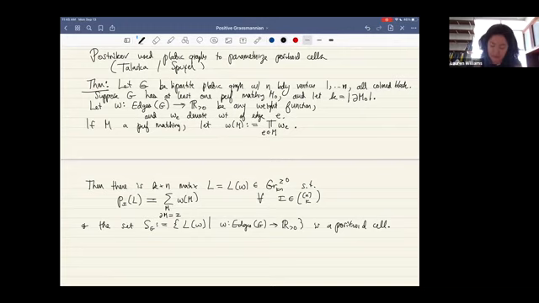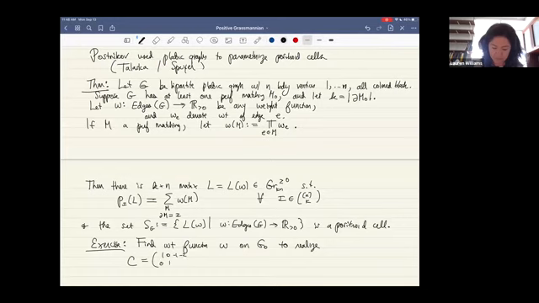And an exercise is to find a weight function W on the graph G0 that I showed a moment ago to realize the matrix C as the matrix associated to that weight function W. Okay.